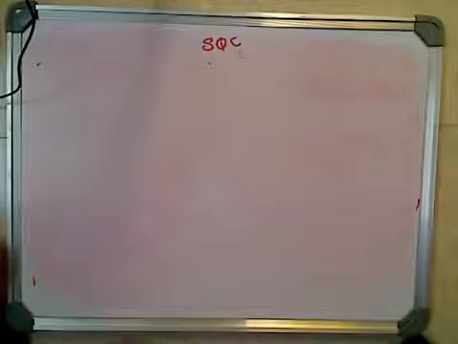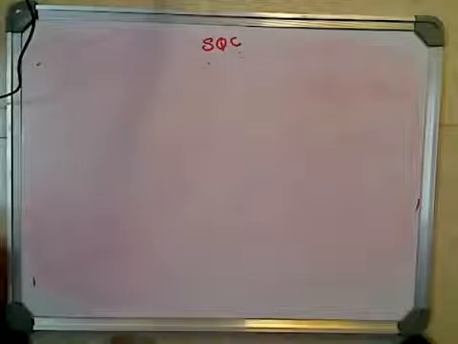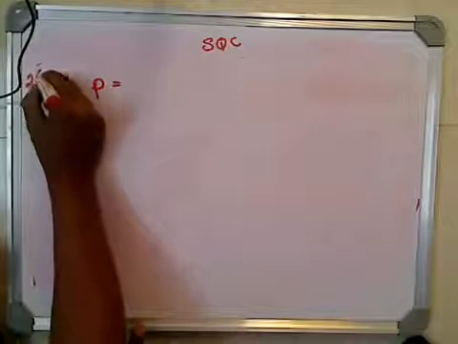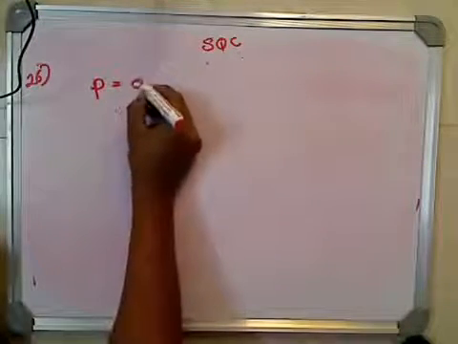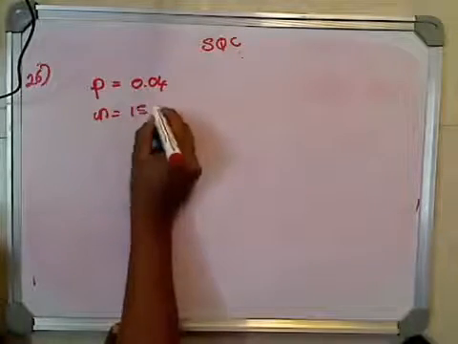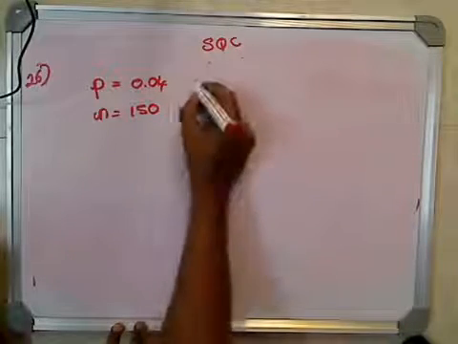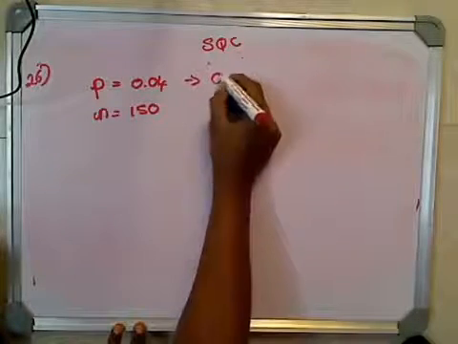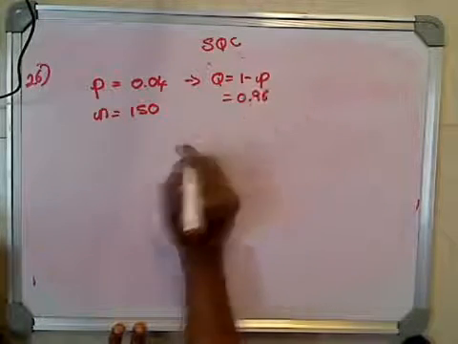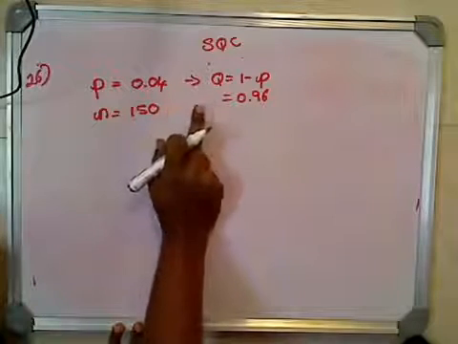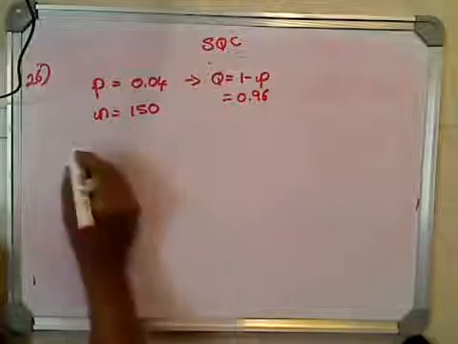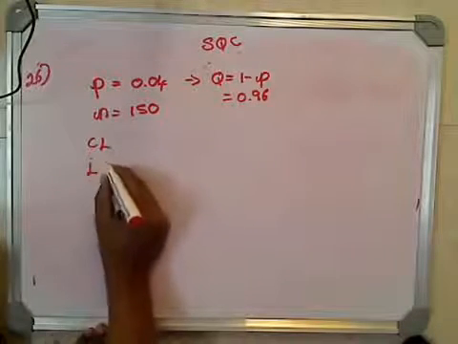Okay, so let's see how you in fact go about finding the answer to this. Firstly, the value of p, this is problem 26. P is already mentioned, so 0.04. N, the sample size, is given as 150. Q will not be difficult to find because Q is nothing but 1 minus P. Here this should be 0.96. 1 minus 0.04 should give you 0.96. Now all you need to do is substitute the values and you have your answer.